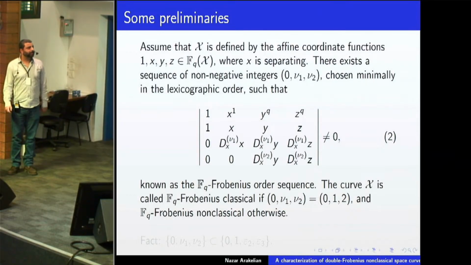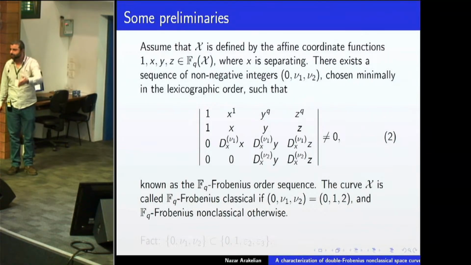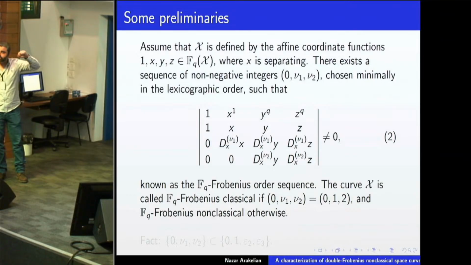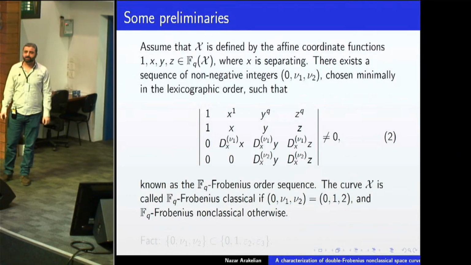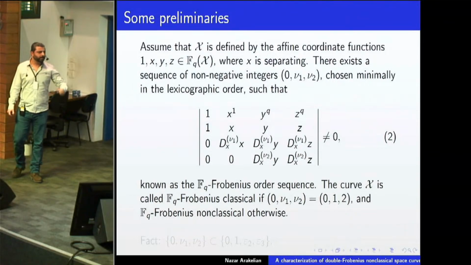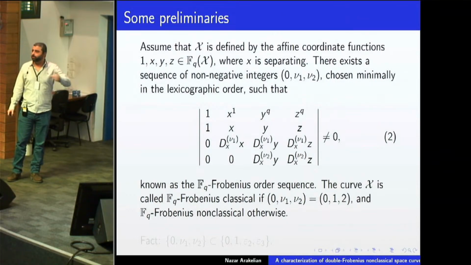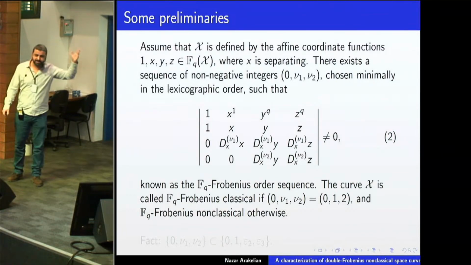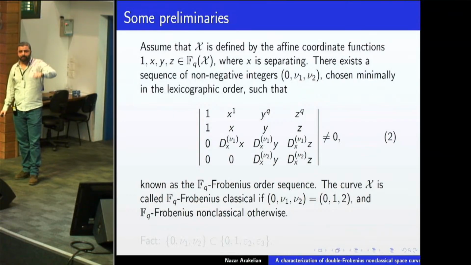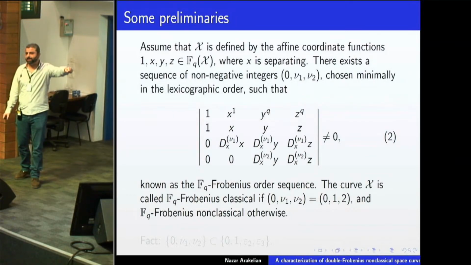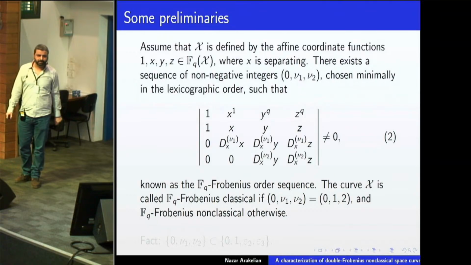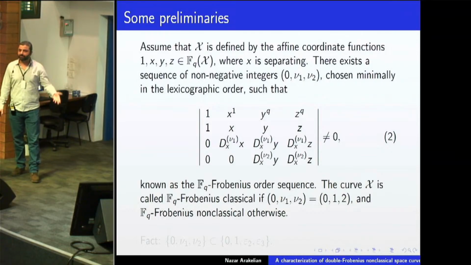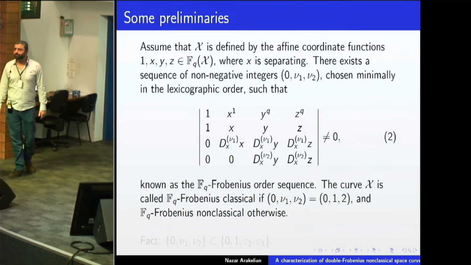As I said before, for plane curves, being Frobenius non-classical is equivalent to this: the Frobenius map sends a general point to the tangent line at the same point. In higher dimensions, we don't have this equivalence. But for a space curve, for instance, if the Frobenius map sends the point to the osculating space at this point, then your curve will be Frobenius non-classical, but the converse in general does not hold.